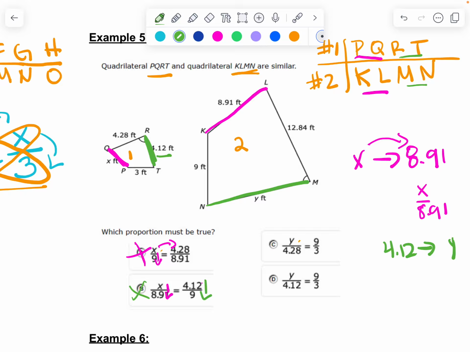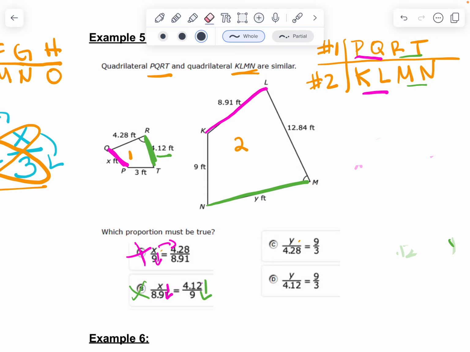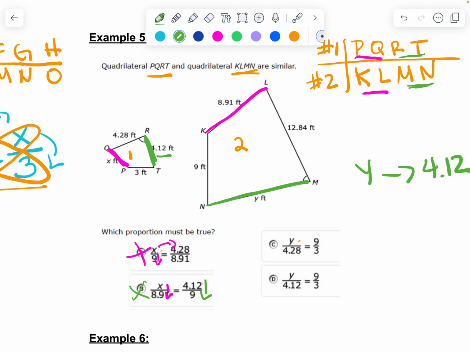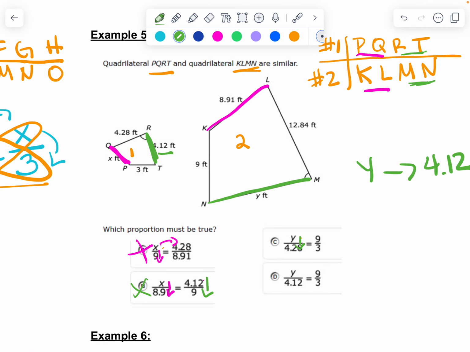Okay, so now we're going to do the Y's because there's also a Y. All right, so I'm going to erase this really quick. And I'm going to do the same thing. I'm going to use a different color that I haven't used. Okay, so this time Y corresponds with, I already have it in green. Sorry, let me go back and do green then. So Y goes with MN, which is RT, 4.12. Okay, so that means that Y has to have 4.12 either at the bottom or right of it. It doesn't, so that one doesn't work.